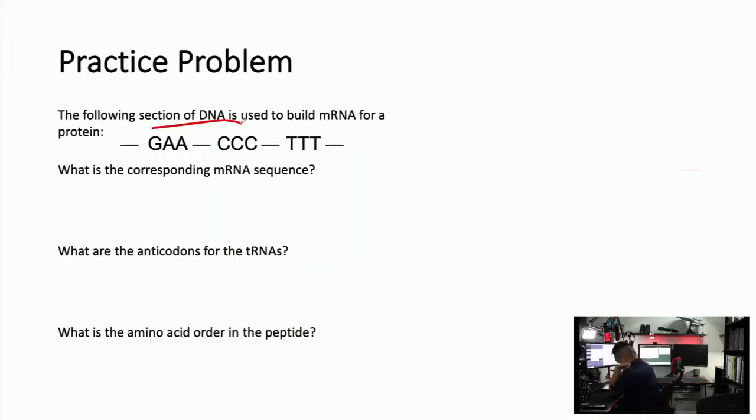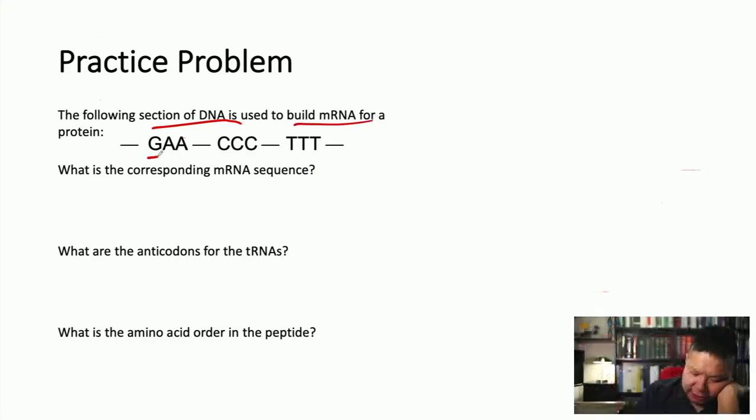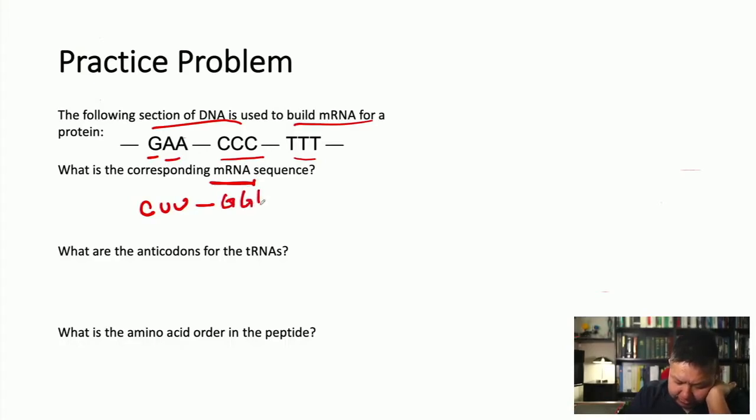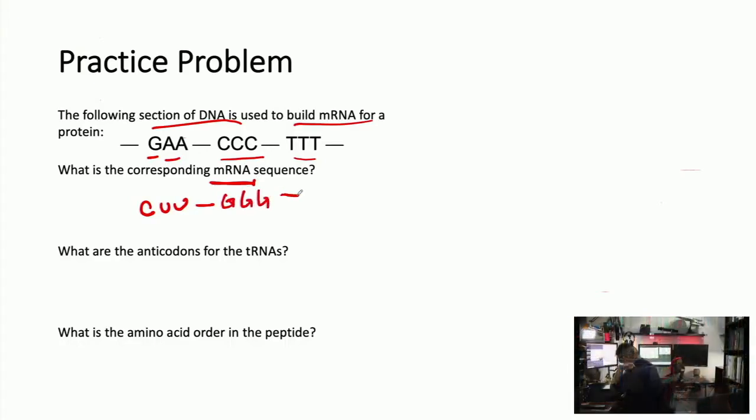We have a section of DNA, and we're going to use it to build some mRNA for a particular protein. Our sequence is GAA-CCC-TTT. We want to transcribe that into mRNA. So what's our sequence going to be? It's going to be CGAA, because remember, this is actually mRNA, not DNA, so all the T's become U's. And then 3 C's in a row means there's 3 G's in a row, and then 3 T's in a row means 3 A's in a row.